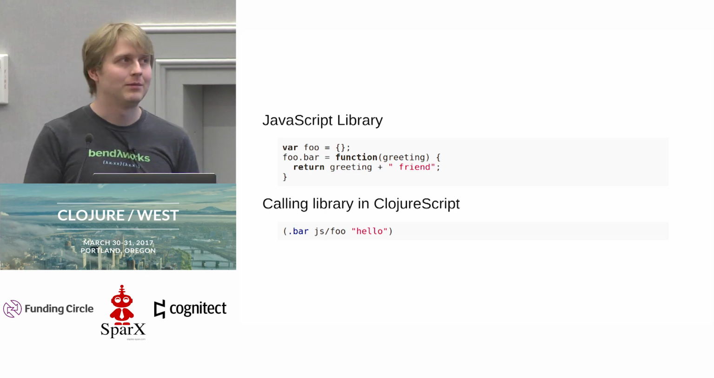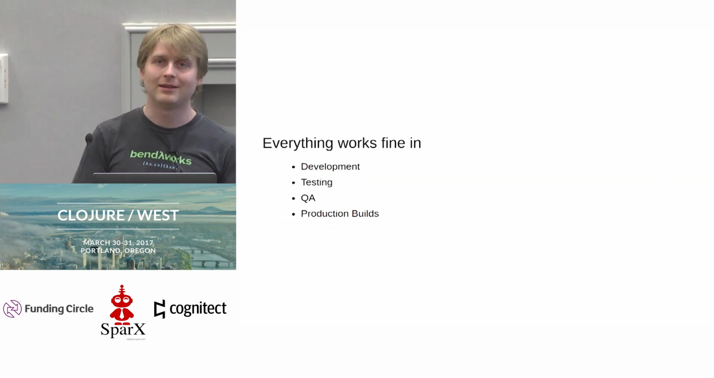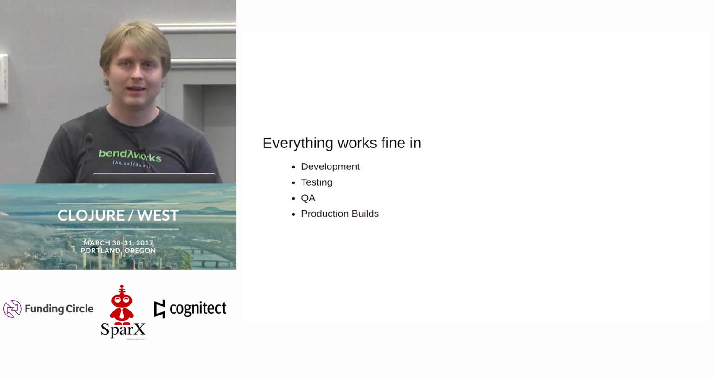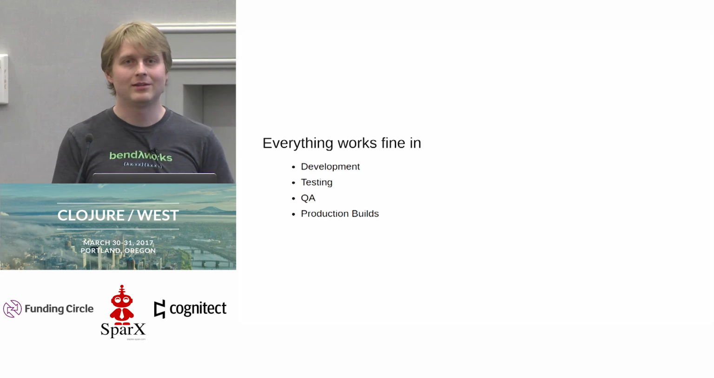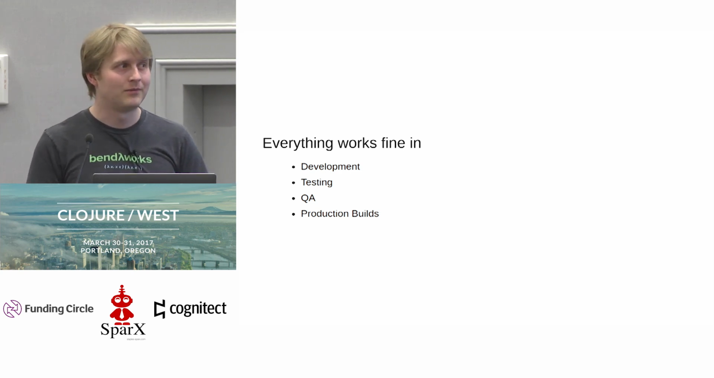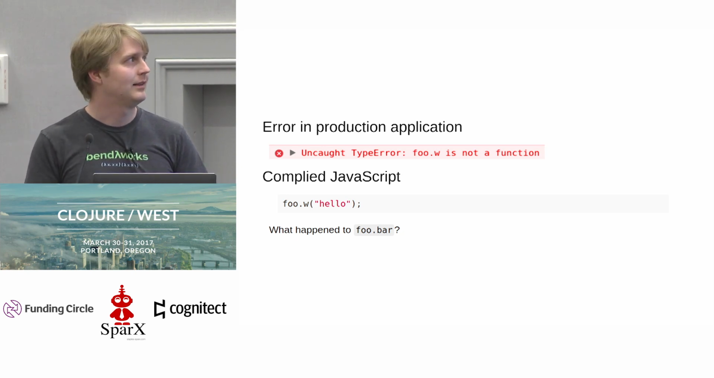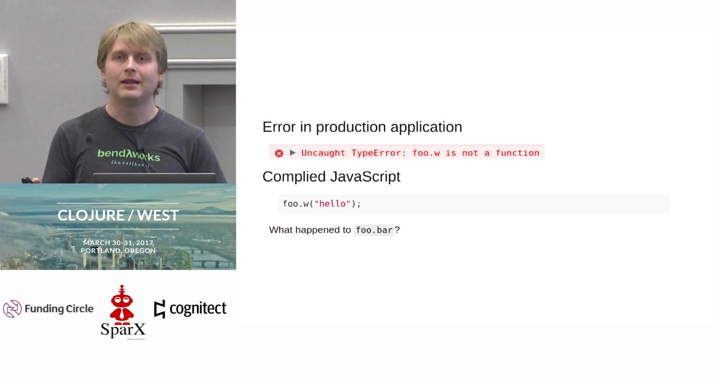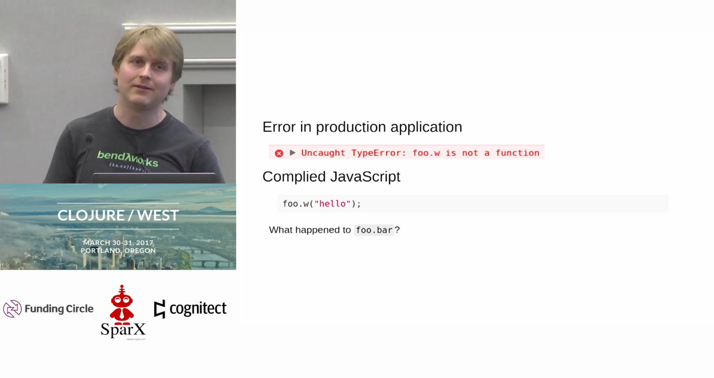It's pretty simple. And everything is working really fine inside of development, and testing works just fine. QA works great. We build it and ship it to production. No errors in our compilation. And then we get an error in production where we see that our users now are getting this error of foo.w is not a function.